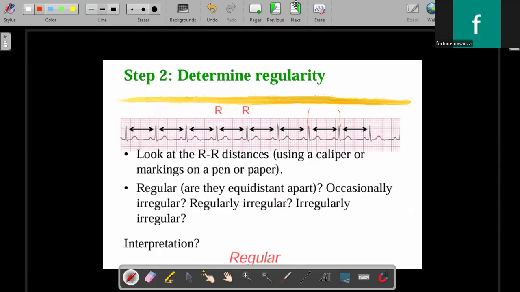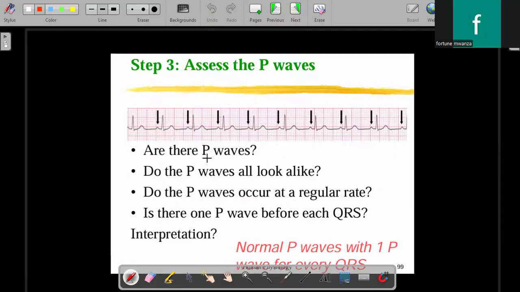So we go to the third step, which is assessing the P wave. When you assess the P wave, you just have to ask yourself questions. Are my P waves there? If my P wave is there, then it's regular. Do the P waves all look alike?